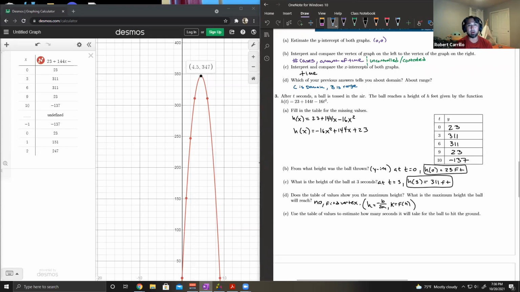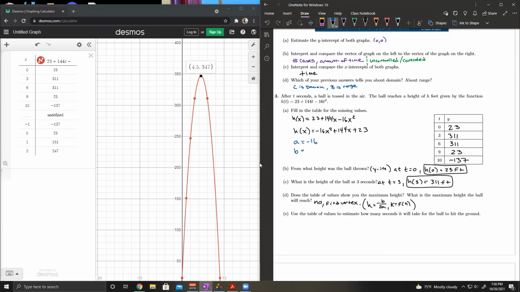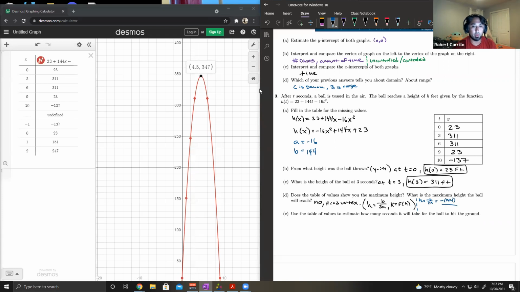What is the value of a on this equation? Negative 16. What is the value of b? 144. So now, if you know a and b, this can help us find the vertex. We just plug that in. h is going to be negative b over 2a, which gives me negative 144 over 2 times negative 16, which is negative 144 over negative 32, which gives me 4.5. So in 4.5 seconds, we will reach the maximum height.